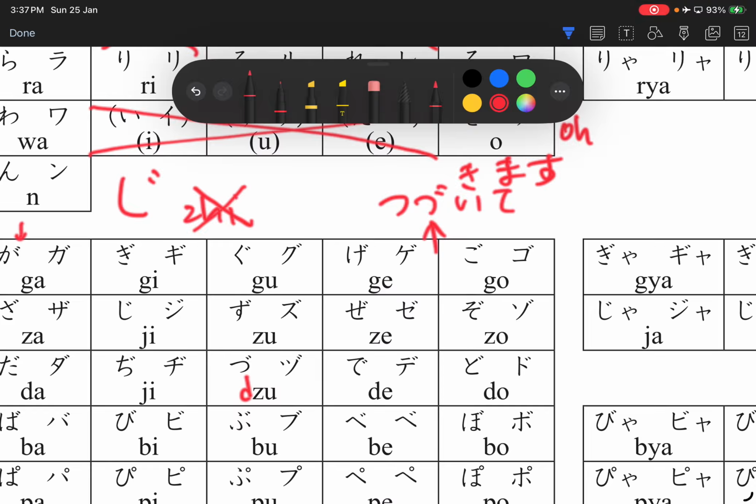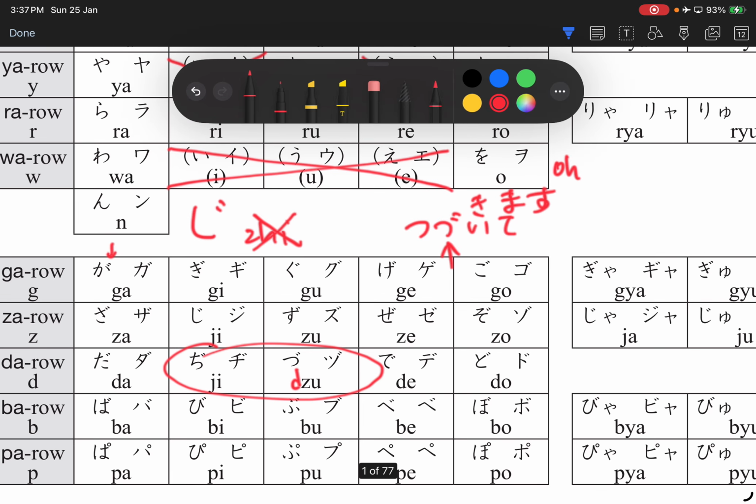You can hear づ. It's not a D sound, it's more of a DZU sound. Other than that, we don't really use it anywhere else. I only see it once in my life. Other than that, I had never seen any other words using this sound. So these two sounds are very rare.